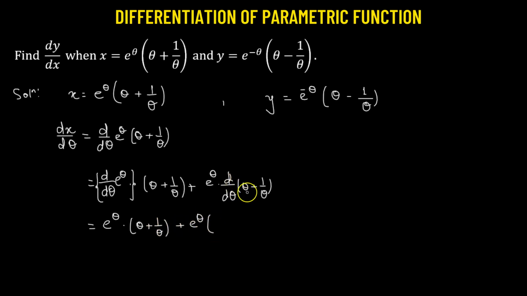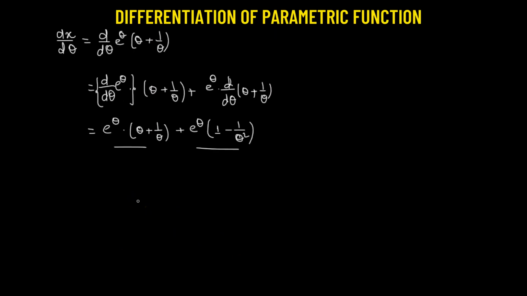we have to take the derivative of each of the terms within the parentheses. So the derivative of theta with respect to theta is going to be 1, and the derivative of 1 over theta is going to be negative 1 over theta squared. So we have two terms. In both terms we have e raised to the power of theta as the common factor. So let's take this as the common factor, and then we will multiply it by theta plus 1 over theta plus 1 minus 1 over theta squared. So this is the value of the derivative of x with respect to theta.